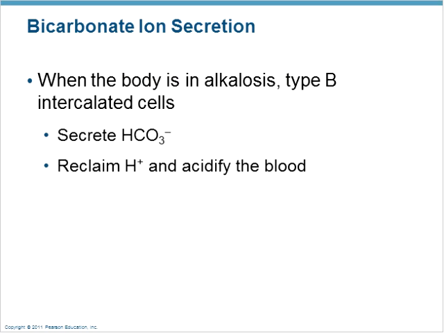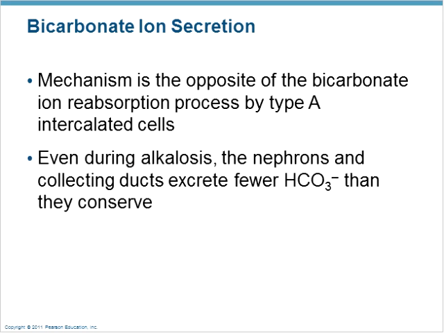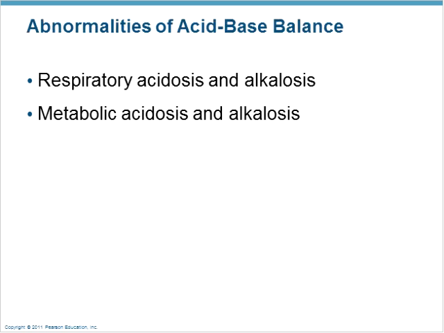Bicarb ion secretion: when the body is alkalotic, type B intercalated cells secrete the bicarb, reclaim the hydrogen, and cause the blood to become more acidic. The mechanism is the opposite of the bicarbonate ion reabsorption process by type A intercalated cells. We're talking about bicarbonate ion secretion. Even during alkalosis, the nephrons and collecting ducts excrete fewer bicarbs than they conserve, so it's not a great system.